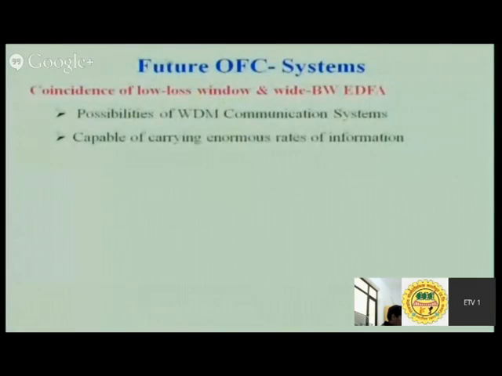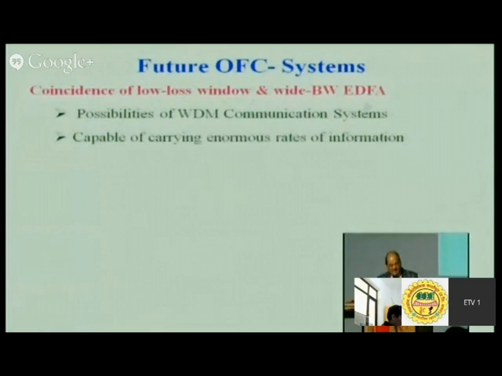In all of these systems, there is a coincidence of the low loss window and the wide band of the EDF. That gives the possibility of WDM communication. I can amplify all the wavelengths simultaneously with the EDF because it has a flat gain. All the wavelengths should fall within the flat gain of the EDFA and they will be amplified simultaneously. So that is capable of carrying an enormous rate of information, a very high data rate.